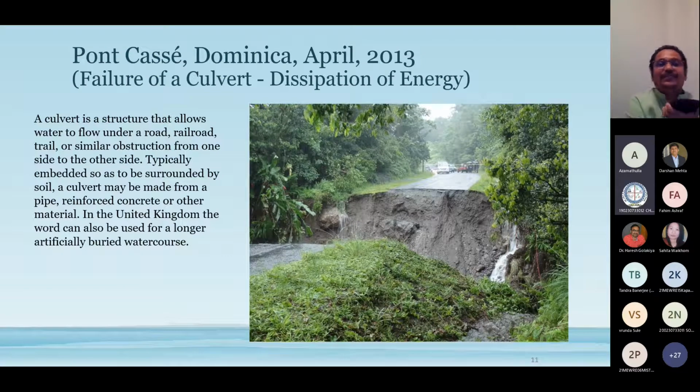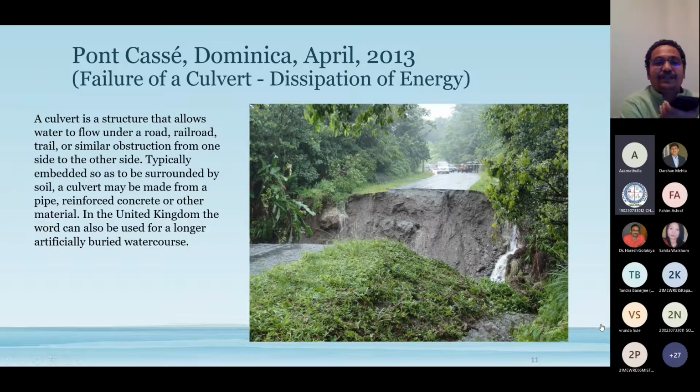Okay. Another, you can see here, one of the islands in 2013. Due to dissipation of energy, culvert failure happened. Why did this happen? A culvert structure, which you are all aware of, right? Culverts in roads, railroads, you know, any obstructions in a natural river. Whenever you build these bridges with so many piers, the constructions, then scour takes place due to obstruction of water.